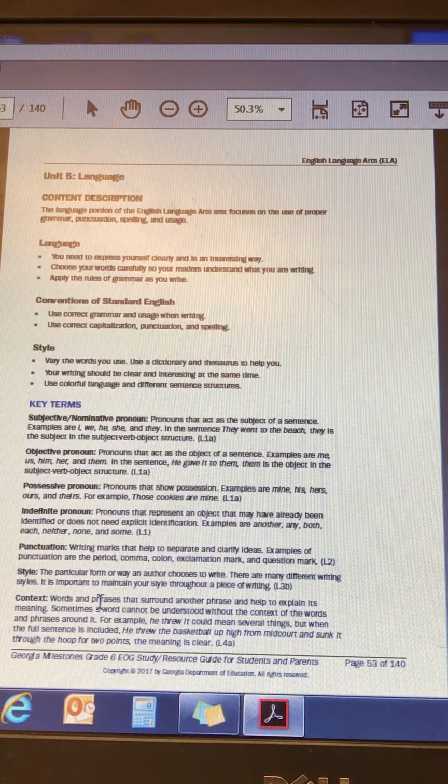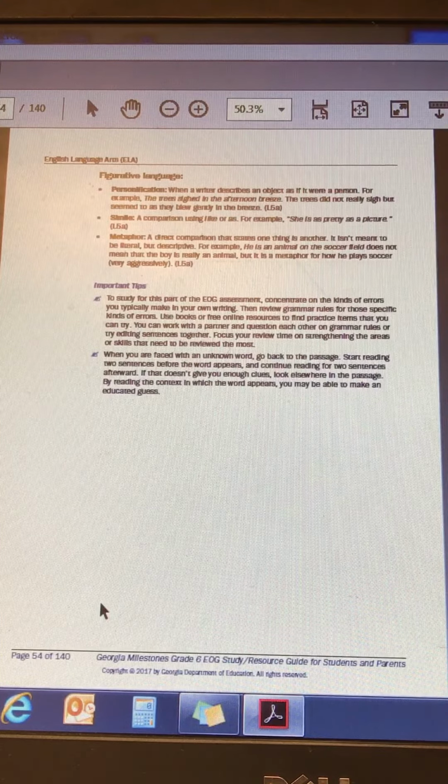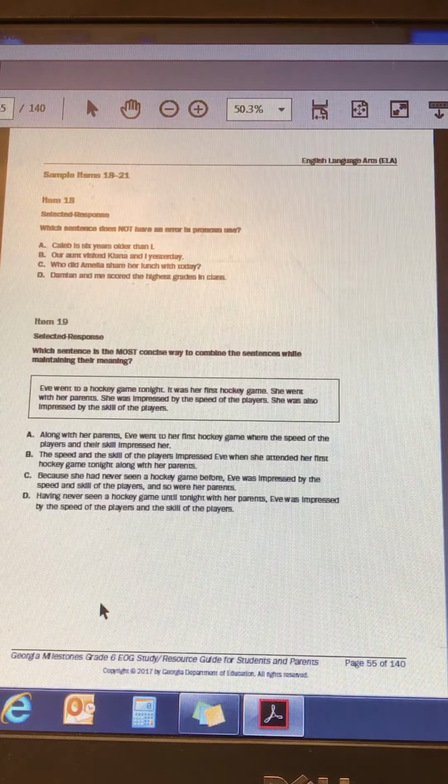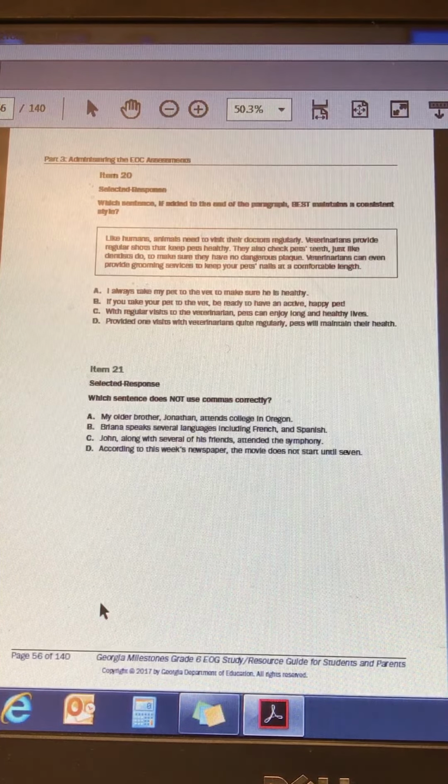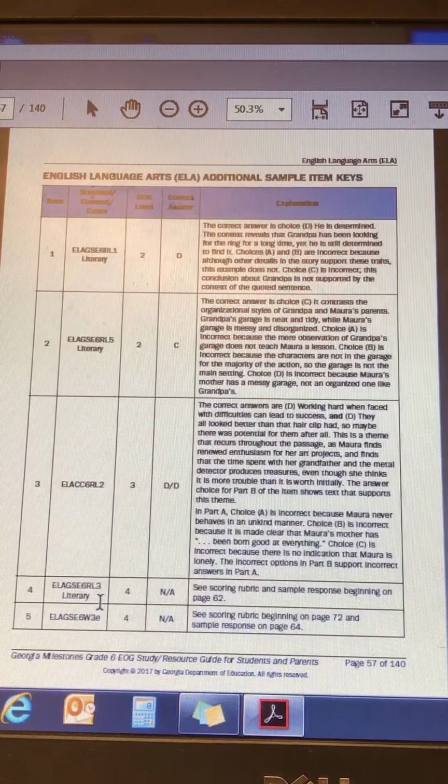And then finally, we have Unit 5. This covers language. So language is talking about grammar, punctuation, spelling, and usage of words. The test tips and hints are again here on page 53, and 54 shows the key terms. Sample items 18 through 21 start on page 55, with the answers being on pages 60 and 61.